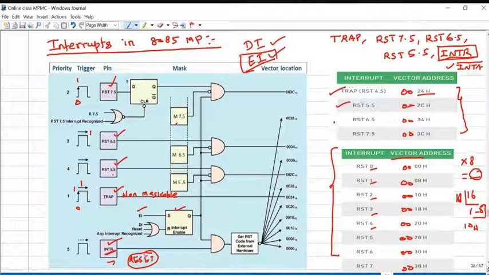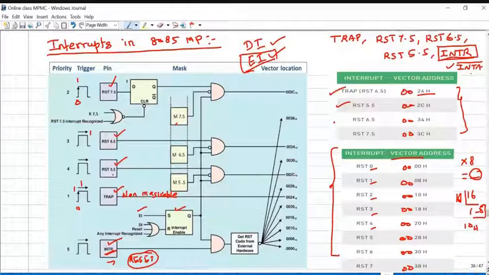The INTR interrupt can be disabled by resetting the microprocessor. Okay. So any doubt in the basics of interrupt structure in microprocessor? This is the overview of the interrupt structure in 8085 microprocessor. Any doubt in this particular slide?